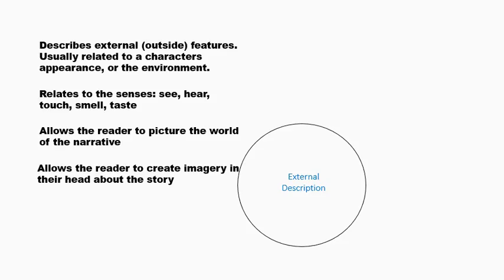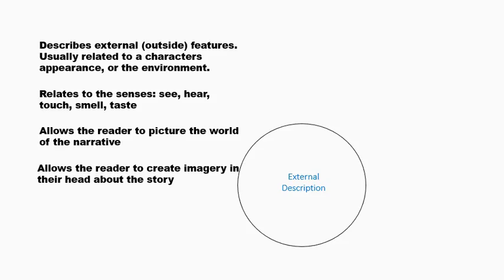But similarly, if you were talking about what someone was wearing, or what something looked like, or even what someone was doing, an action like they picked up the vase, it would still be external description. Really what this is about is allowing the reader to picture the world of the narrative. You need your audience to be able to imagine these things actually happening. It allows the reader to create imagery in their head about the story.